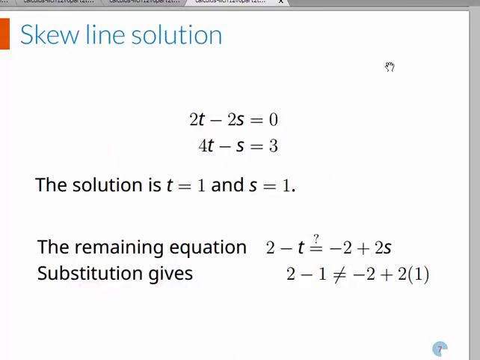Here we've rewritten the first two equations. This is the equation for the x components, and this is the equation for the y components. It's a 2x2 system, easy to solve by observation, elimination, substitution, whatever you want. And the result ended up being t equals 1, s equals 1. So that was a solution. We do get a solution here.